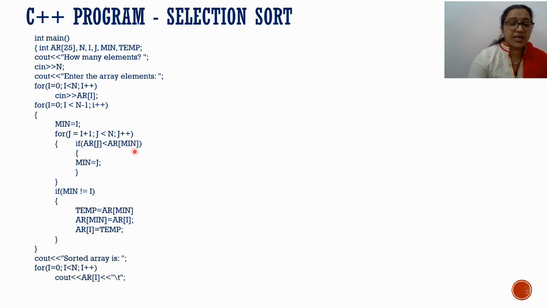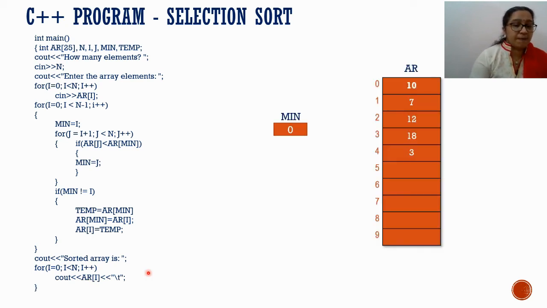Understood? Now see the example. Now we can print all the elements. Now it's already sorted, so we print all the elements. Okay, the program is ending now. Now see the example here. This is the array AR: 10, 7, 12, 18, 3. These are the values. Now min is 0. Okay, min is 0.